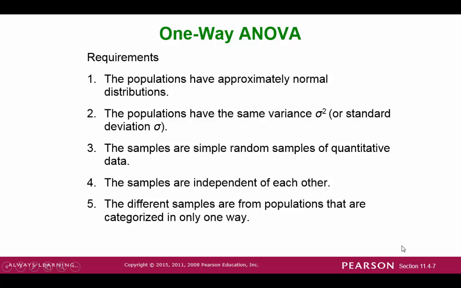So what do we need? We need the populations to be approximately normal. We need the populations to have statistically similar variances or standard deviations. We need simple random samples, and samples are going to be independent from each other. And the last bit here is that different samples are from populations that are categorized in only one way. An example of this would be comparing the final exam scores for the different semesters, and so the different semesters would be the one way we're going to categorize these different samples.